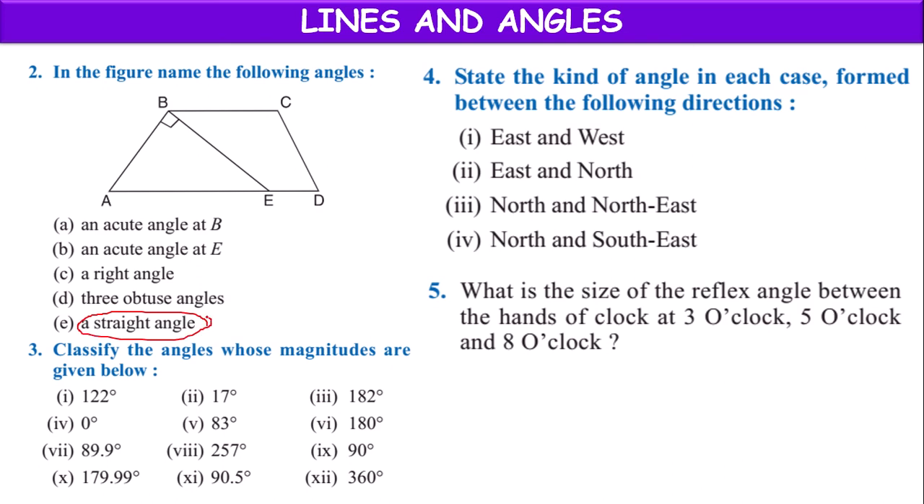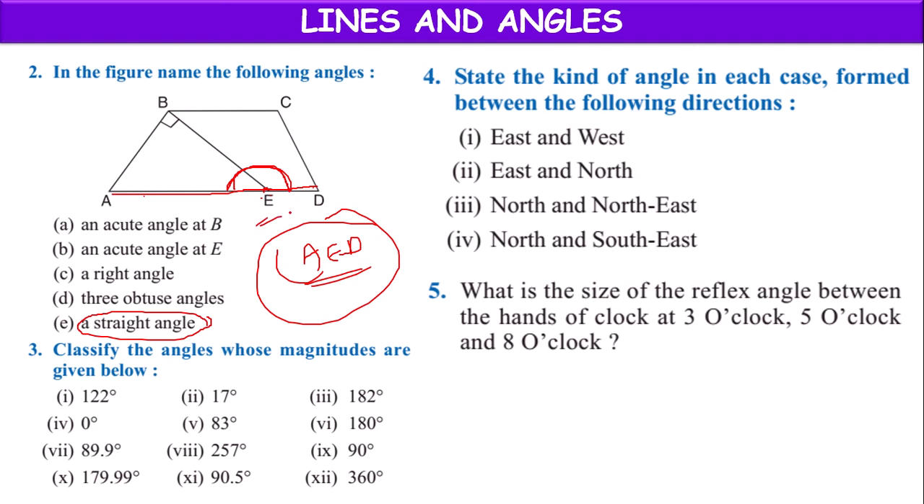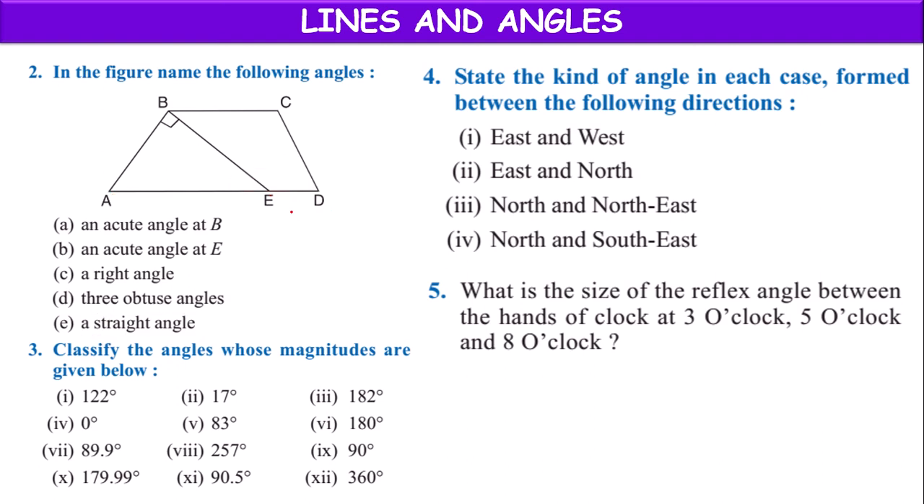Straight angle means lying on the same straight line, meaning the angle formed at E. So AE and ED, the middle point is E. So angle AED is the straight angle here. Angle AED is the straight angle.